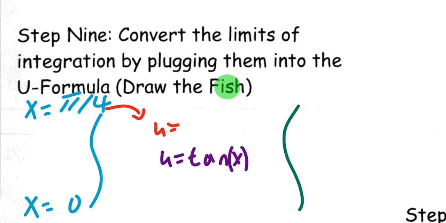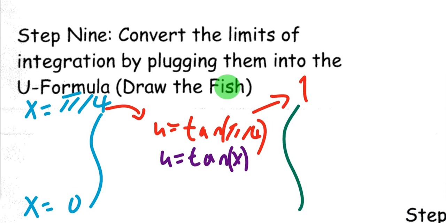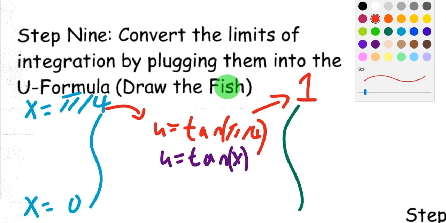Okay, so the first limit I'm plugging in for x is pi over 4. That is my upper limit. And if you remember from trig, tangent of pi over 4 is actually just equal to 1, which is awesome. It's much easier than our original limit.